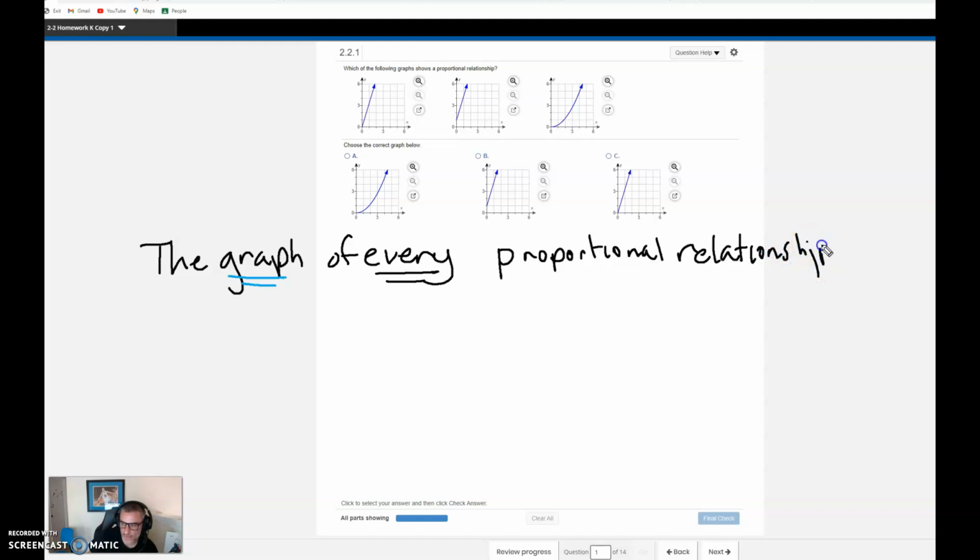I'm just going to write the graph of every proportional relationship. We have 2 things in common, okay? Number 1, straight line. It will always be a straight line. Now, that means something different in math class and maybe in art class, right? A line in math has to be perfectly straight.